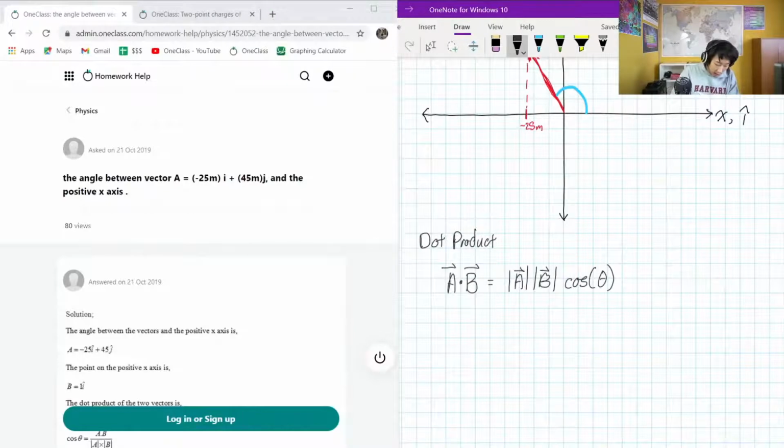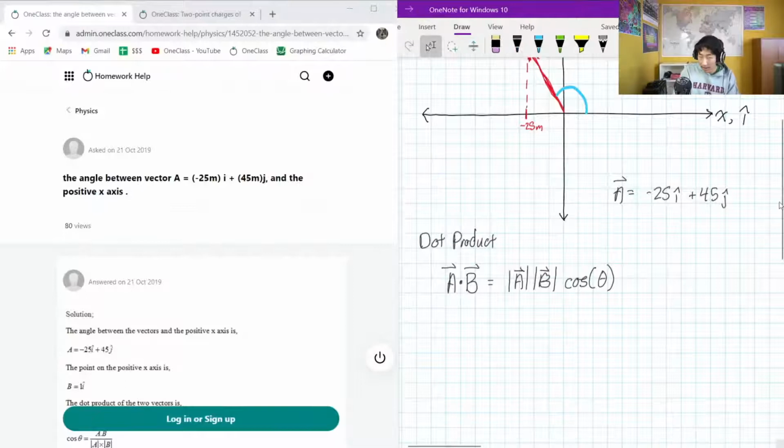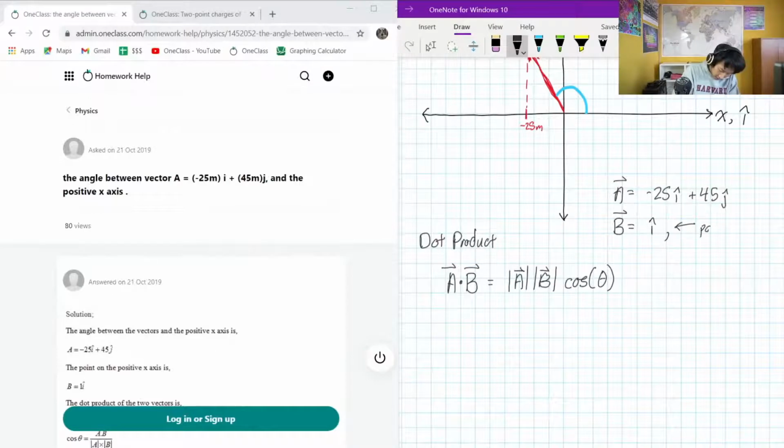Now we know that A is going to be negative 25I plus 45J. And what do we want to compare? What do we want to set as our B? Well, it's saying the positive x-axis, right? So for our B, we can just do I. So this corresponds to the positive x-axis vector.